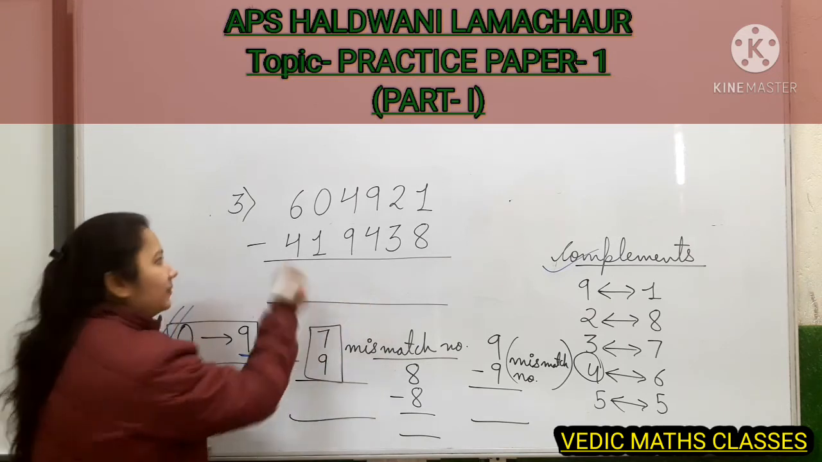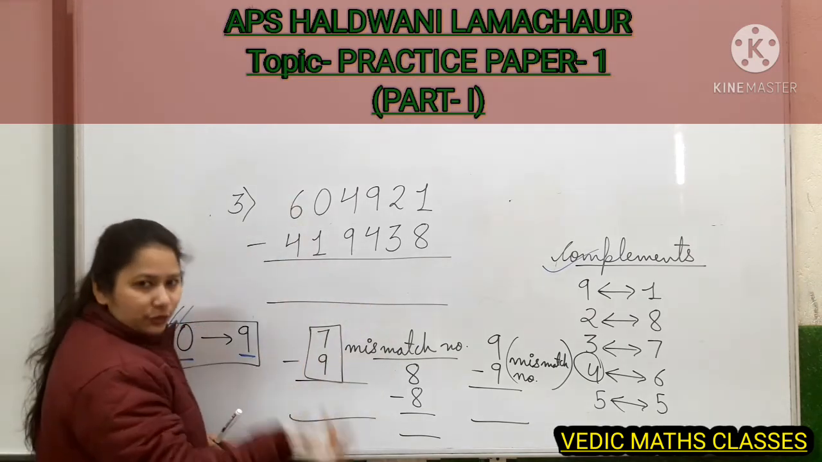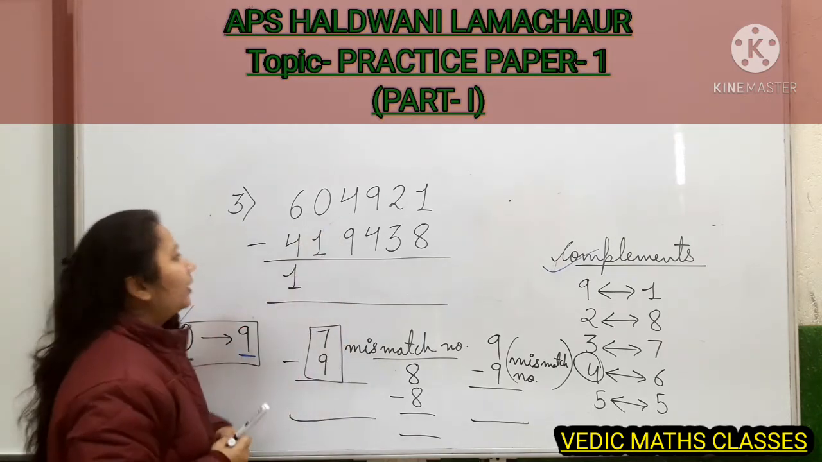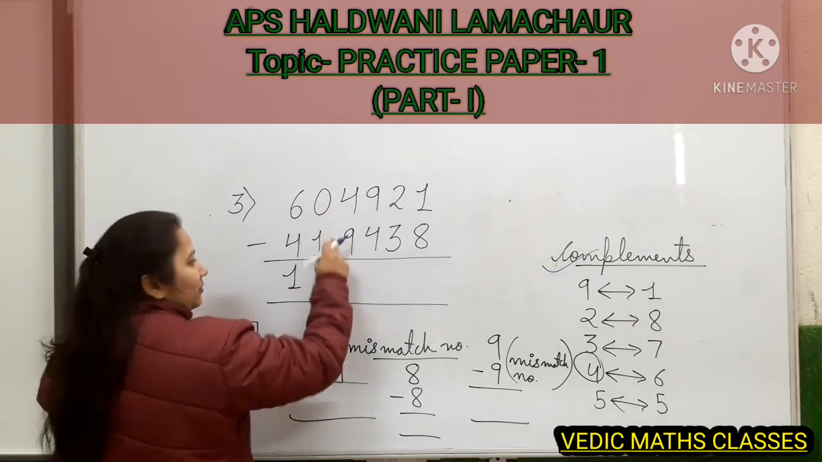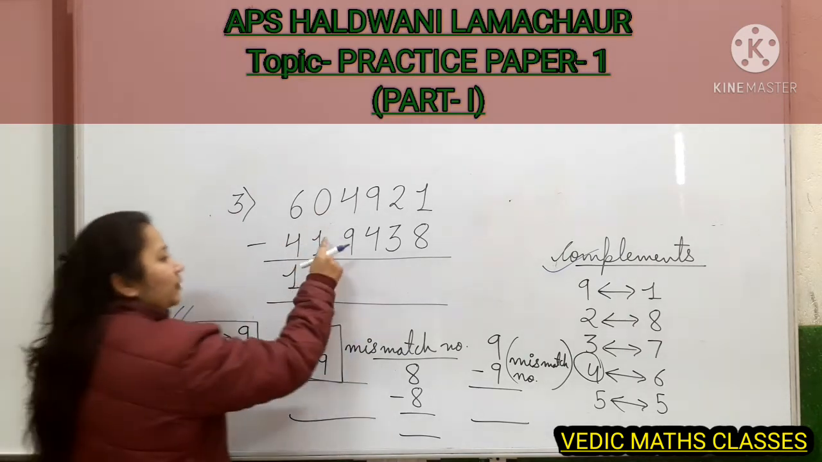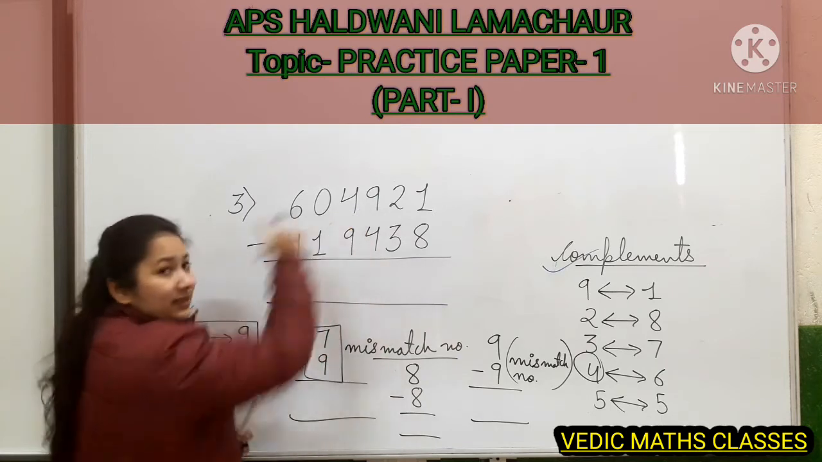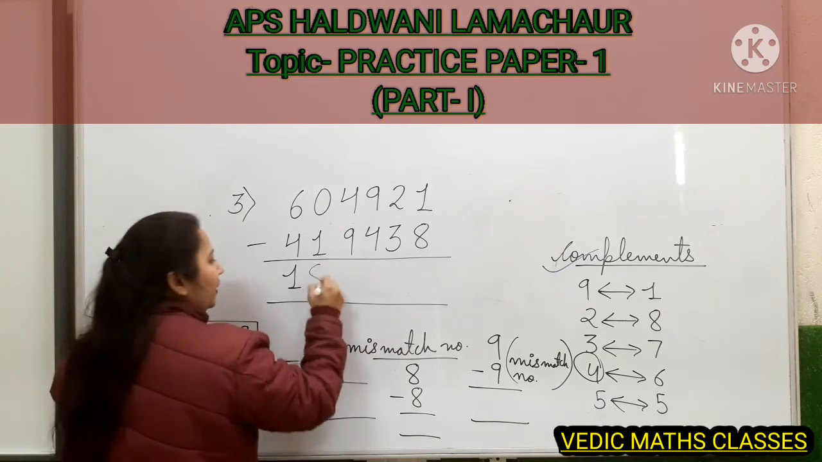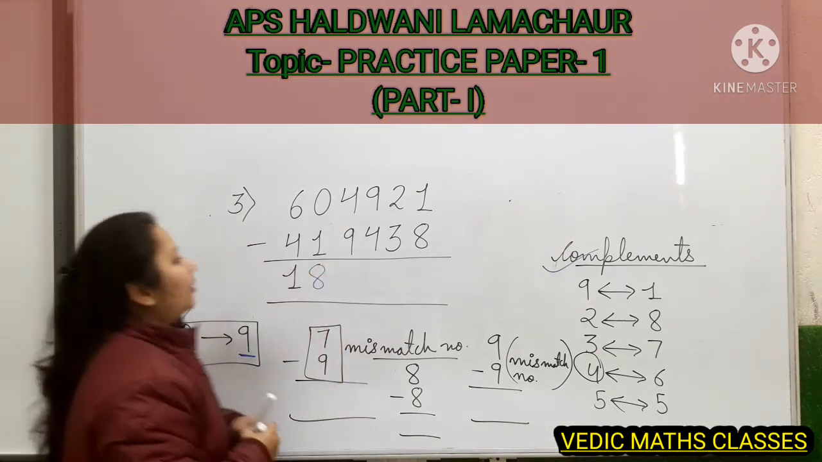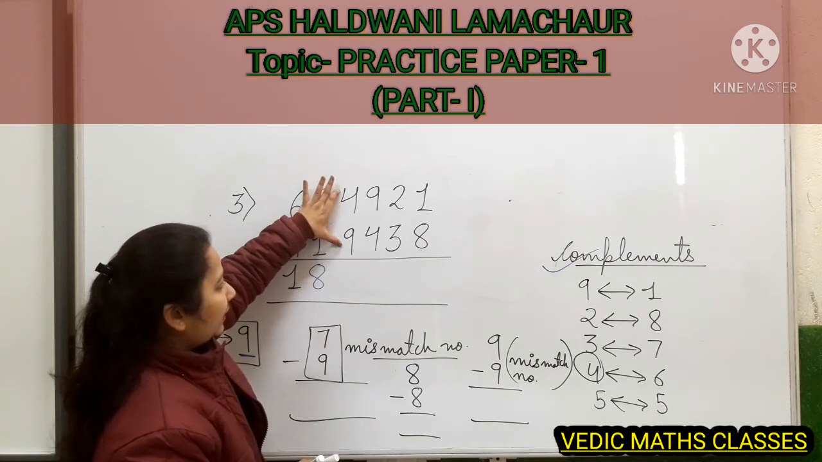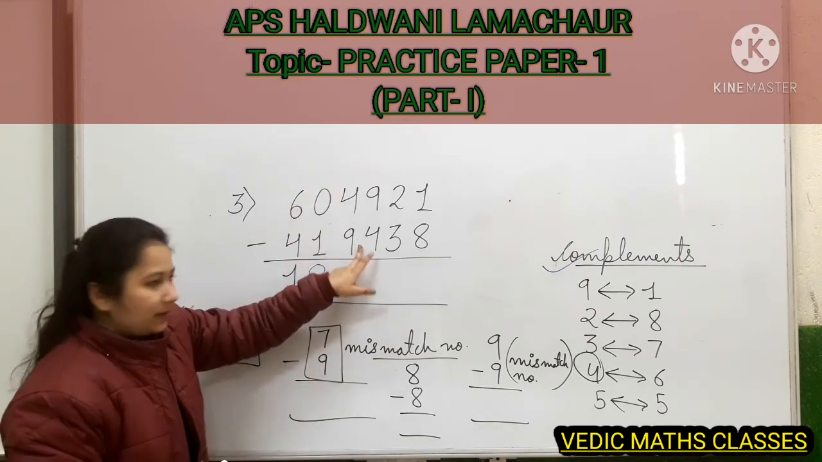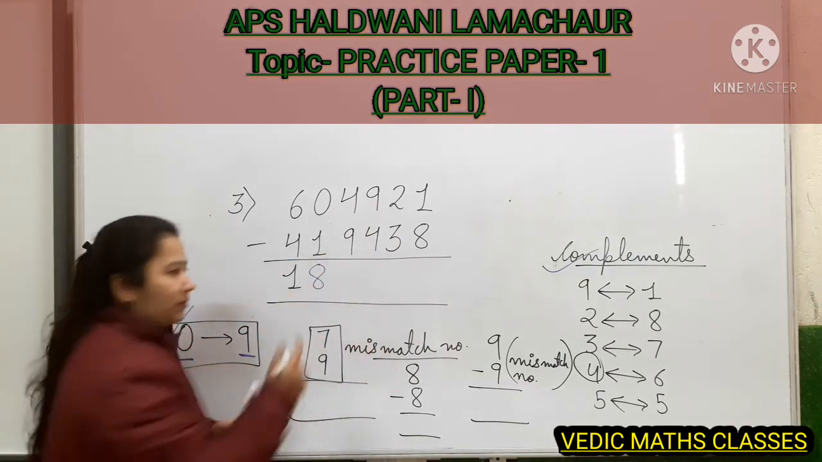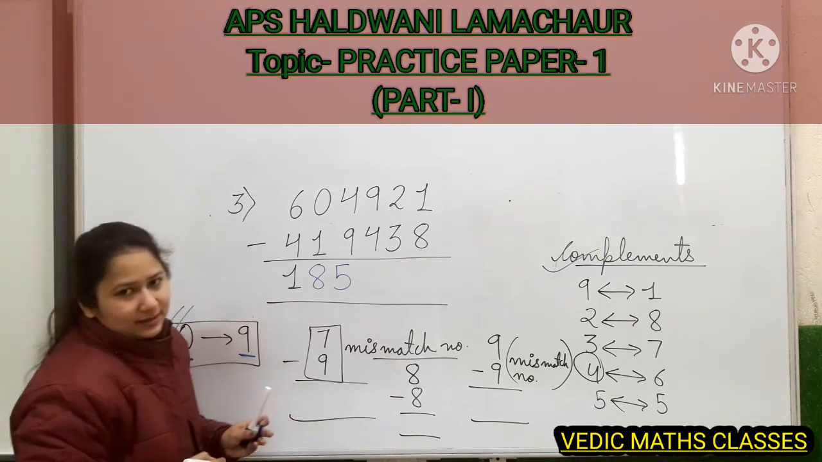Now kids, let's start. First of all, 6 minus 4, 2. You can see that next number is a mismatched number, so 2 will become 1. Now next, see it's a mismatched number, now we will use a complement. What is the complement of 1? 9. 9 plus 0, 9. So 9 and the next number is also a mismatched number, so 9 will become 8. Now next, 4 and 9. See, what is the complement of 9? 1. 1 plus 4, 5. And next number is not a mismatched number, so 5 will remain as it is.